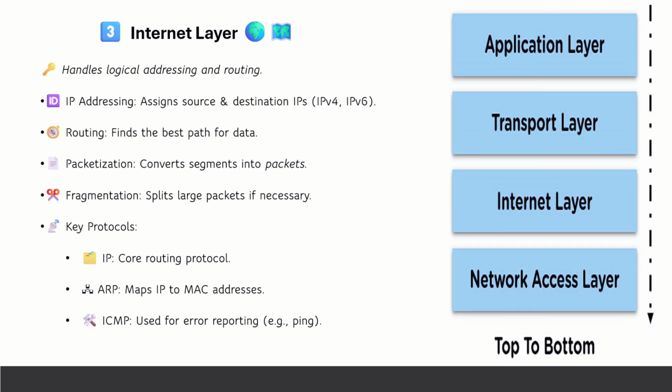Fragmentation and reassembly: if a packet is too large to be transmitted over a particular network, the network layer can fragment it into smaller pieces and reassemble them at the destination.